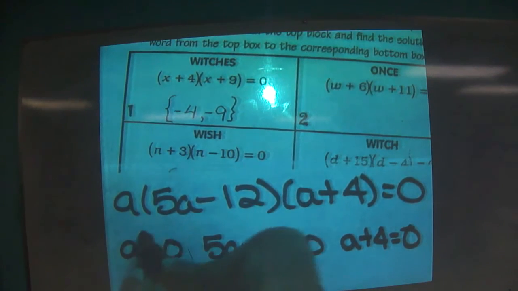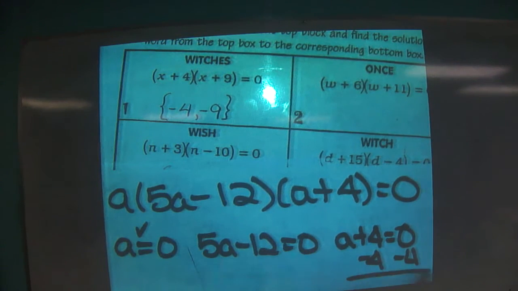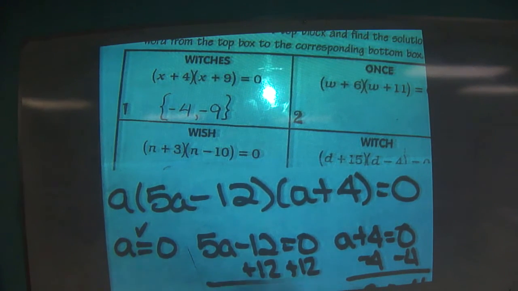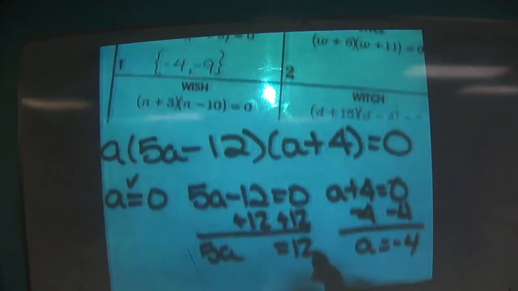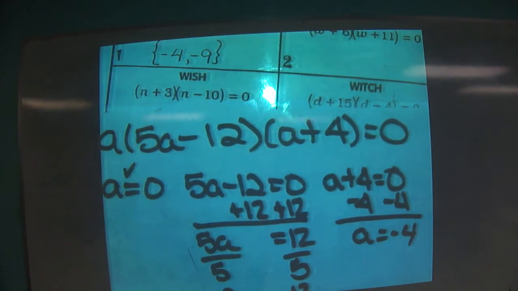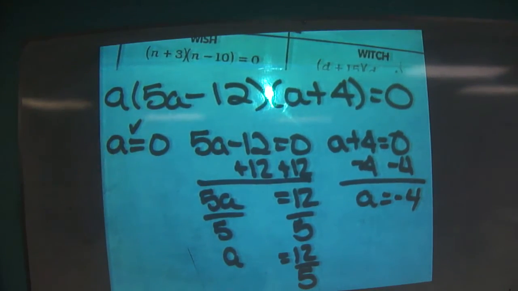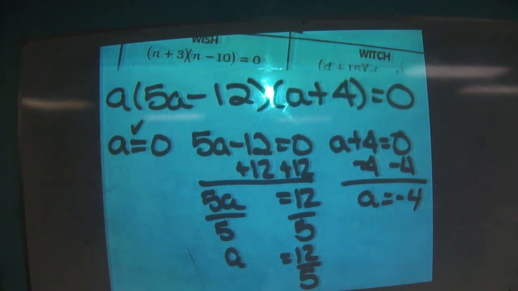Okay, so you've got this one done. Add negative 4 to both sides, a equals negative 4, and then add 12 to both sides. 5a equals 12, but we're not done. Then divide both sides by 5. A equals 12/5. So you actually have 3 factors, and now we've got both F words, factor and fraction.